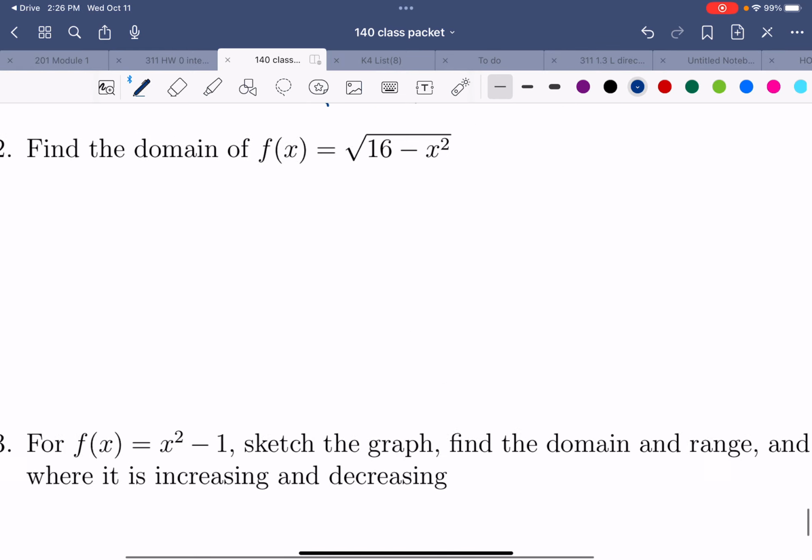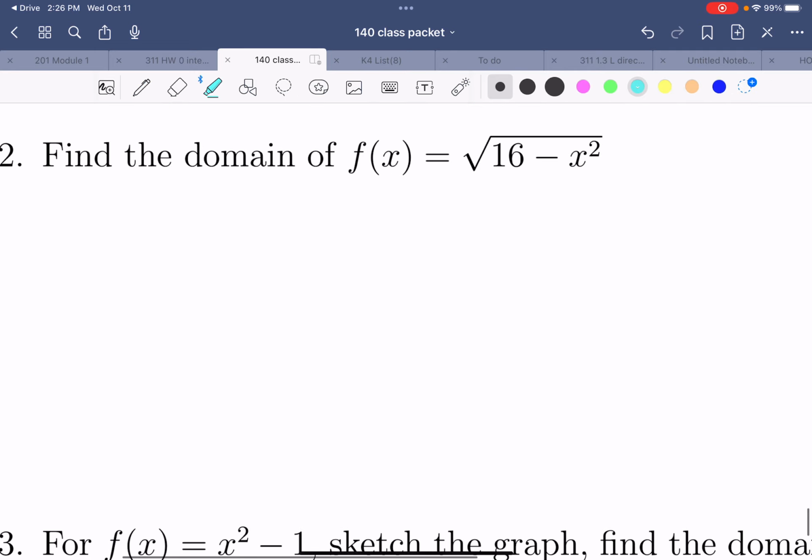Next, in number 2, we want to find the domain of this radical. And we've talked about how underneath a radical, we need that to be greater than or equal to 0. So I'm going to take what's there, the 16 minus x squared, and I'm going to set it greater than or equal to 0. Okay. This is now a quadratic inequality that you know how to solve.